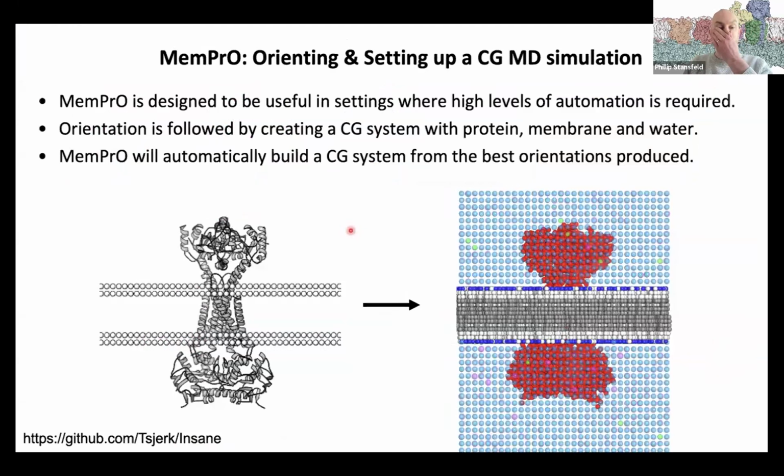And so the overall idea is that you can orient your membrane protein and then, using INSANE, which was developed by Tsjerk Wassenaar in Siewert-Jan Marrink's group, build a membrane around it. And so we've got our own edited version of INSANE that takes our MemPro prediction and then establishes the overall system around it, ready for coarse grain simulation, but also conversion back to atomistic to then run atomistic CHARMM or AMBER simulations of these membrane proteins.